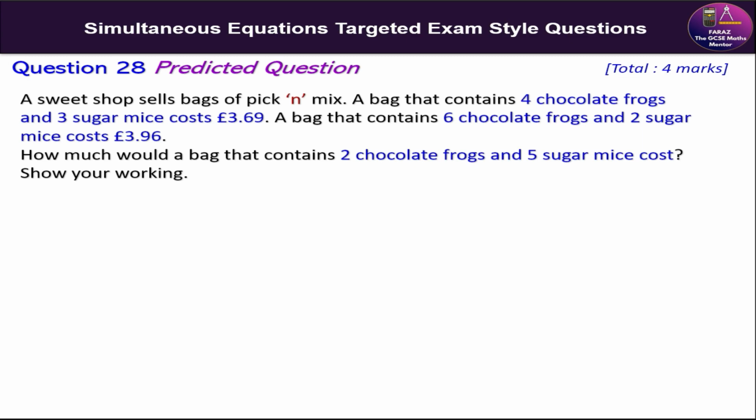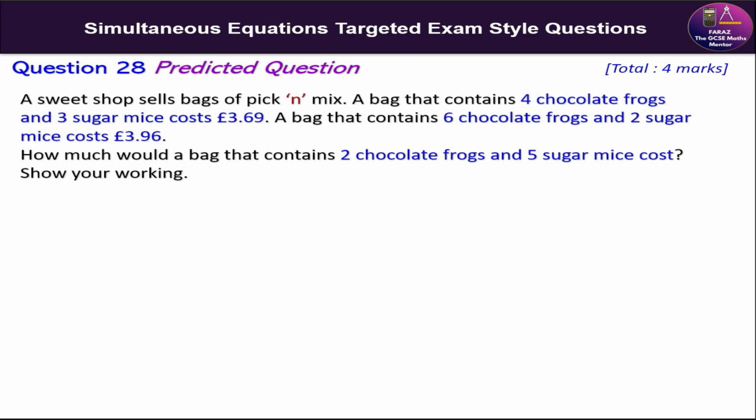A sweet shop sells bags of pick and mix. A bag that contains 4 chocolate frogs and 3 sugar mice costs 3.69 pounds. A bag that contains 6 chocolate frogs and 2 sugar mice costs 3.96 pounds. How much would a bag that contains 2 chocolate frogs and 5 sugar mice cost? Show your working. Simultaneous equations. In a real life sweet shop context, we are given the prices of 2 different mixed bags containing chocolate frogs and sugar mice, and we need to work out how much a third custom bag would cost.